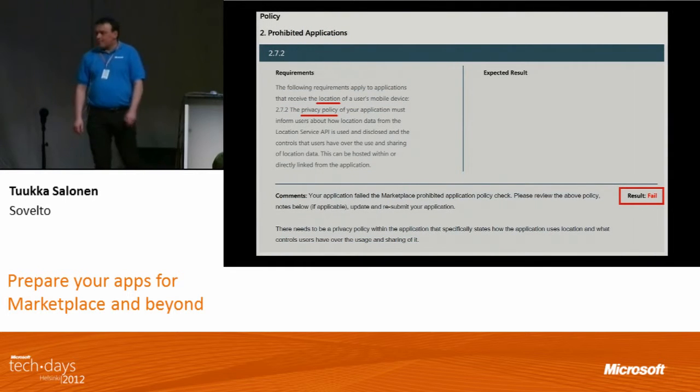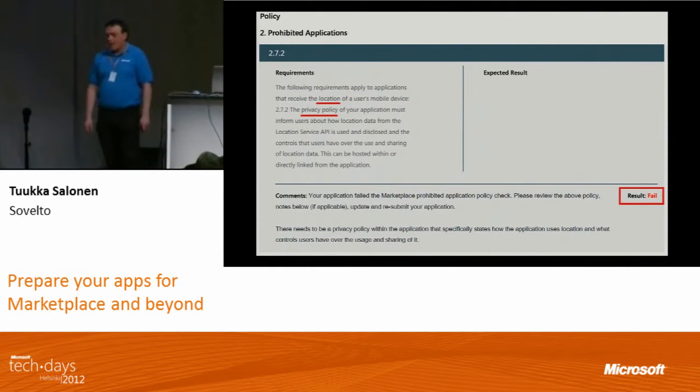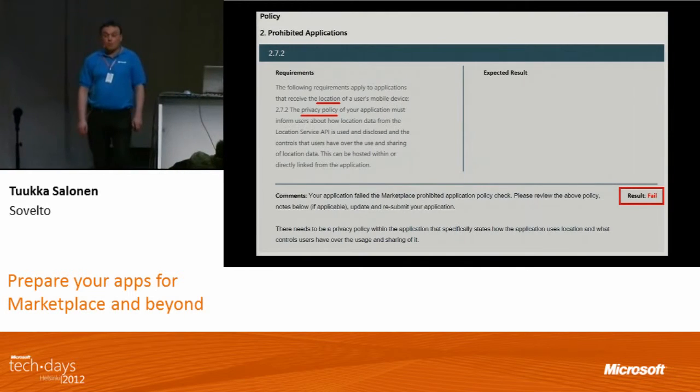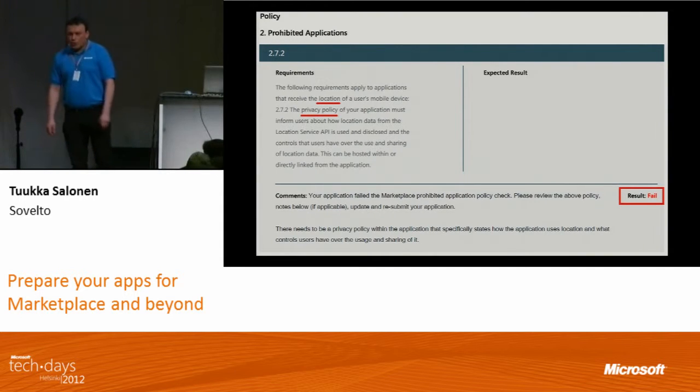What happened then? Location policy. I'm not the first one, but this wasn't okay. If you use GPS, a location, you have to tell how you use it and where you store it. If you don't do it, it's going to fail. So my application failed. How did I fix it?